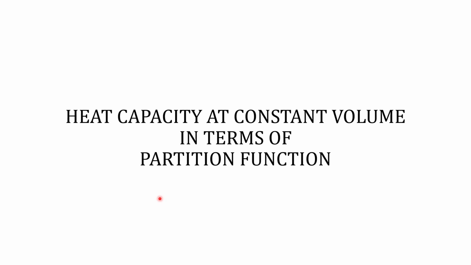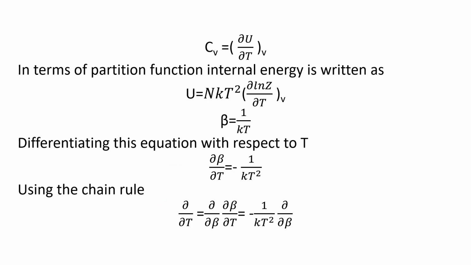Here, we consider the heat capacity at constant volume, that is, the volume is fixed so that no work of expansion is done, which means all the supplied heat directly increases the system's internal energy U, so that the heat capacity at constant volume Cv can be written as ∂U/∂T at constant volume V. In terms of the partition function, internal energy is written as U = nkT² ∂ln Z/∂T at constant volume V.